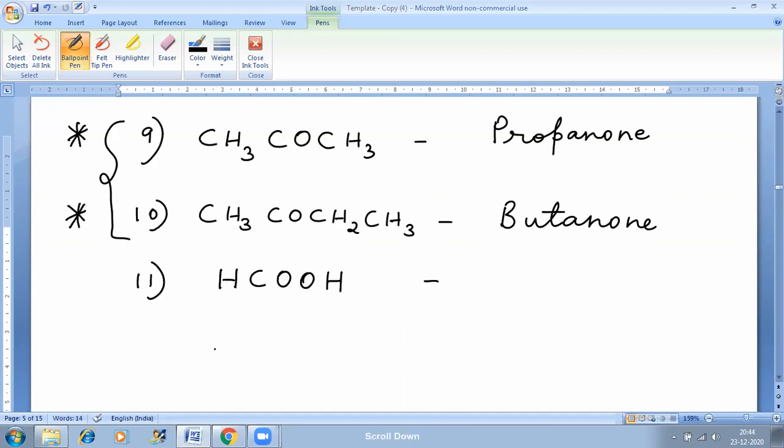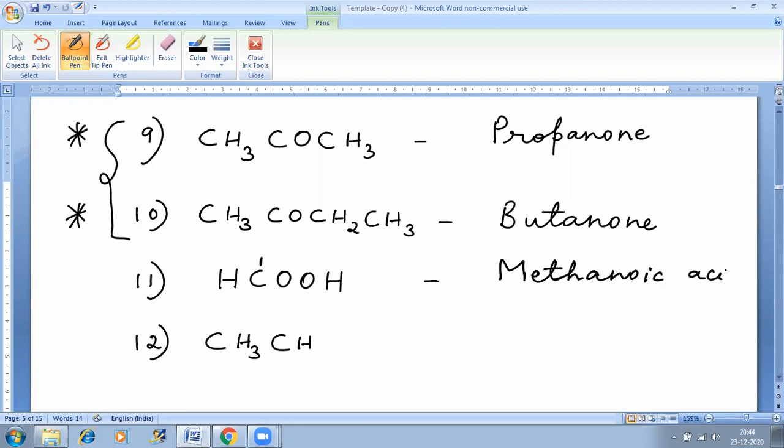Eleventh one. Sir, 11th is methanoic acid. One carbon atom, so meth. It's COOH, so oic acid. Methanoic and then acid.